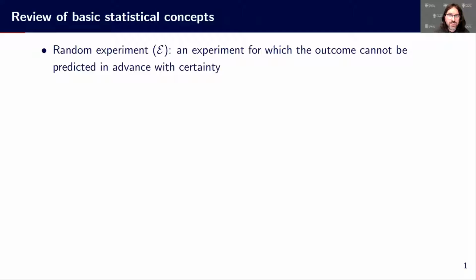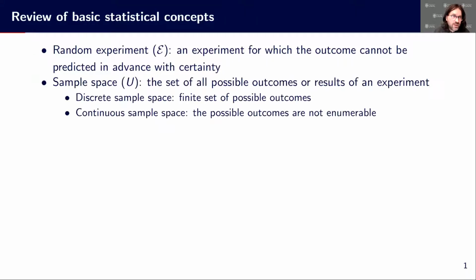we are talking about an experiment for which the outcome cannot be predicted in advance with certainty. That experiment has different possible outcomes, and we define as the sample space the set of all these possible outcomes or results of an experiment. The sample space can be either discrete, so we have a finite set of possible outcomes, or continuous when the outcomes are not enumerable.